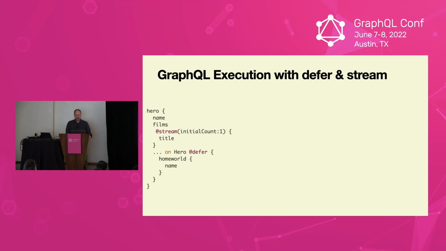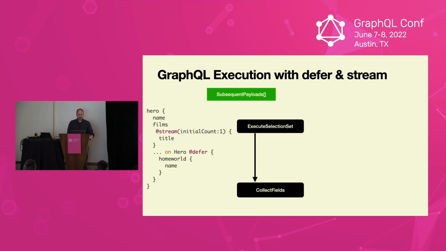So when we have defer and stream now, we have a new array that we're tracking called subsequent payloads. And we use this to keep track of any defer and stream payloads that are executing as they're encountered. So back to execute selection set, like before, we pass the selection set to collect fields. And again, it's going to recursively iterate through the inline fragments or fragment spreads. But now if it sees a fragment that has the defer directive on it, it's not going to recurse into there. And instead, we're going to call execute selection set on that fragment selection set. And we store this execution in subsequent payloads.